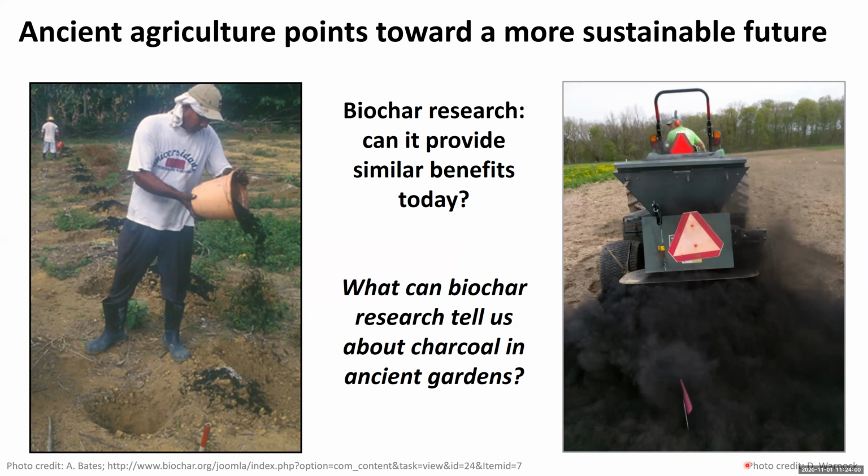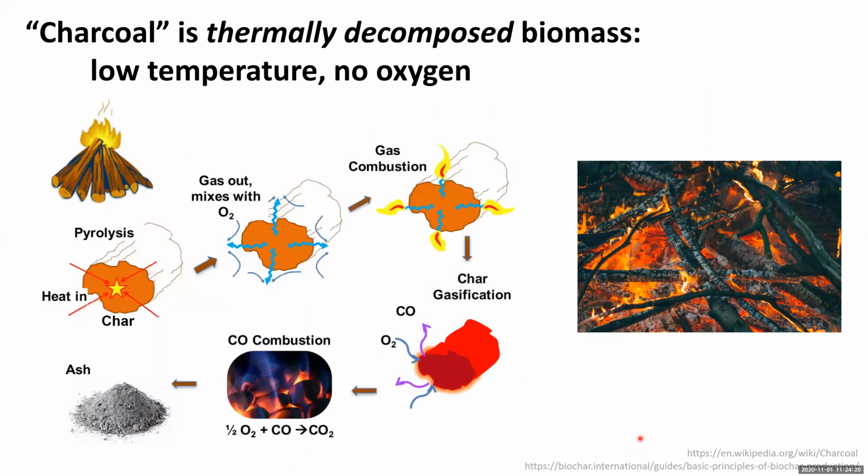So Dr. Overstreet asked me to talk about what current biochar research can tell us about how and why charcoal was used in these ancient gardens in the Menominee Nation. And I think it's important to acknowledge that what we know about biochar is really rooted in the agricultural practices of pre-Columbian cultures in another part of the world. So biochar is charcoal that is added to soil to achieve a management purpose.